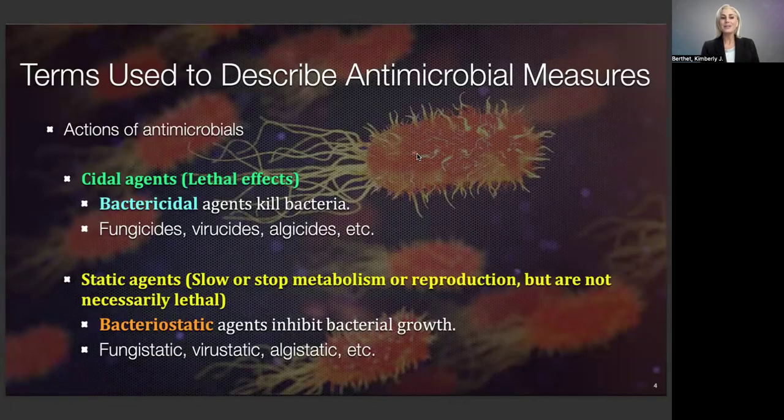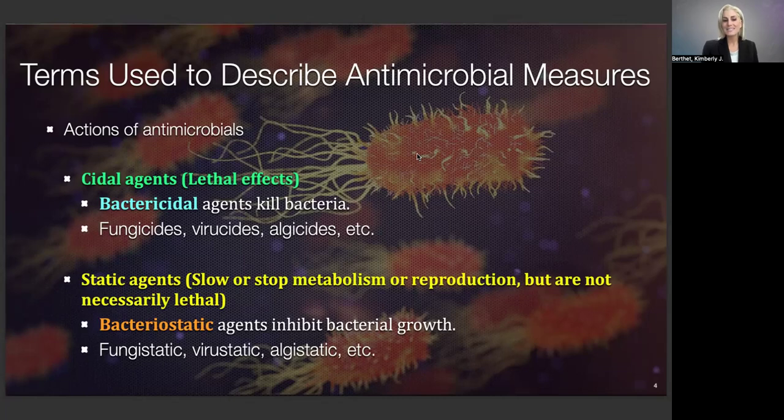Okay, when we look at antimicrobials, we can break them into two categories: cidal agents and static agents. Cidal agents are the ones that actually kill the organism. So something that's bactericidal is going to kill bacteria. We can also have fungicides, virucides, and algicides. As you can imagine, fungicides kill fungus, virucides kill viruses, and algicides kill algae. So these are all going to kill the microorganism, essentially, even though viruses are non-living.